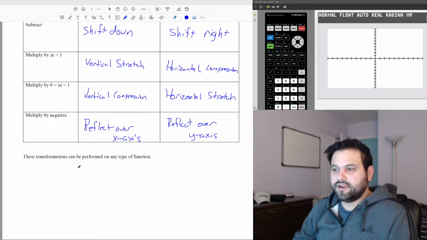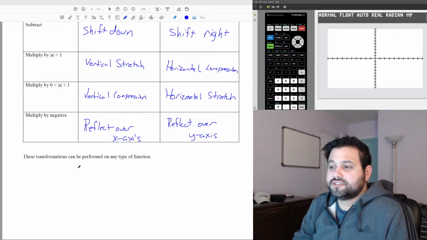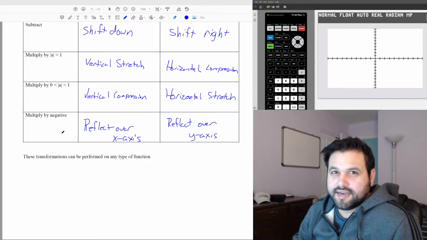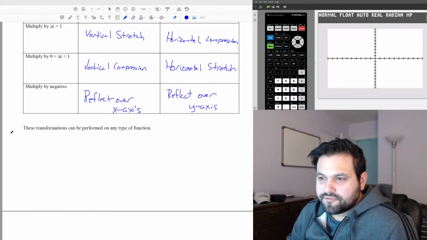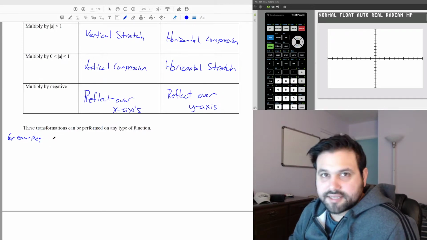I do just want to quickly talk about how these transformations can be performed on any type of function. We've seen it done with quadratics, and with other types of functions. I want to talk about the difference between inside and outside of a function. So let's say, the functions we were just talking about last section.